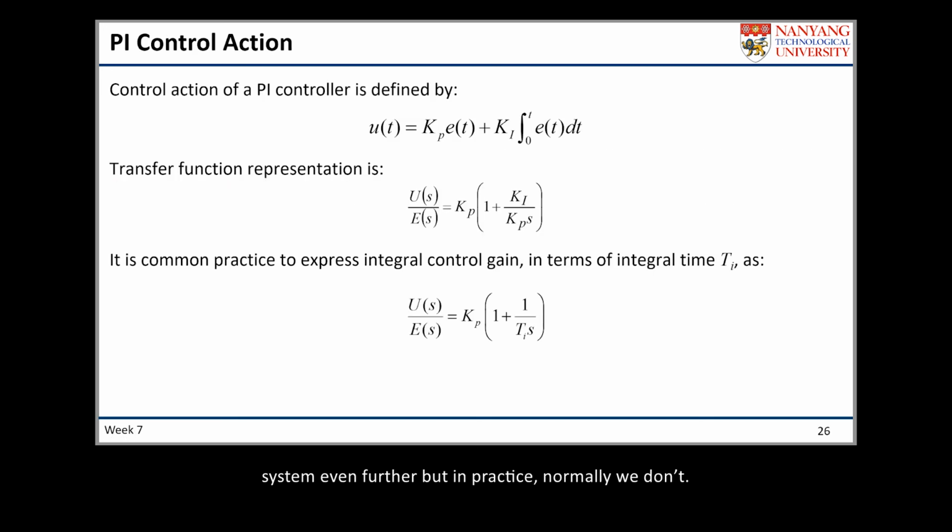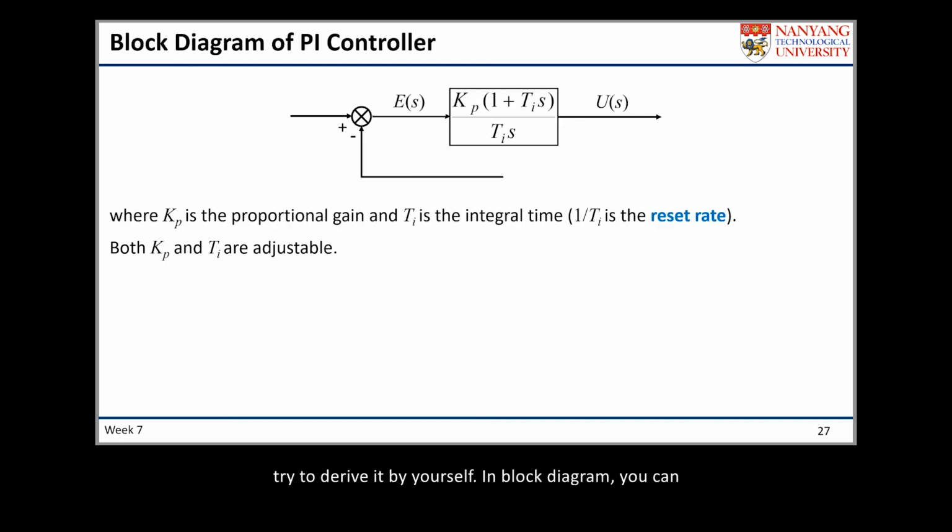But in practice, normally we don't use I only. Normally we also combine it with the P controller. So what you see here is a combination of proportional action and integral action. This is what we call a PI controller. In the Laplace domain, you can represent it like what you see in this slide. You can try to derive it by yourself. In block diagram form, you can also represent it as you can see in this slide.